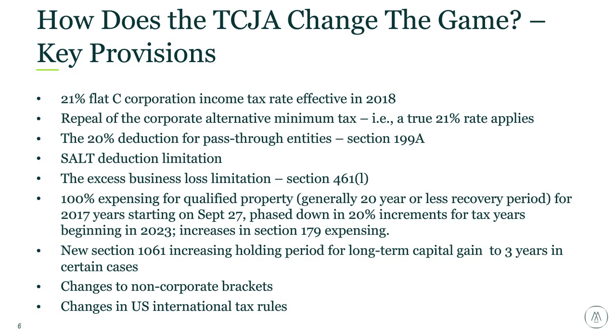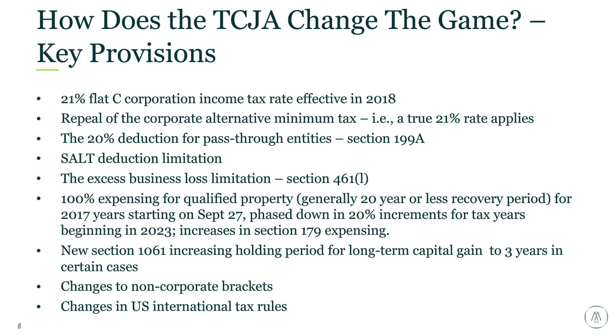For flow-through entities, to give an equivalent after-tax effect, certain entities, qualifying trades or businesses, are subject to a 20% deduction. There are also some limitations on state and local tax deductions, and like we mentioned earlier, the excess business loss. Another very big item that can be quite important in tax planning is the expensing of qualified property. There's a limited time frame as indicated here, but clearly it could be quite significant, which will also play into decisions of whether and when to make large property acquisitions in certain tax years.